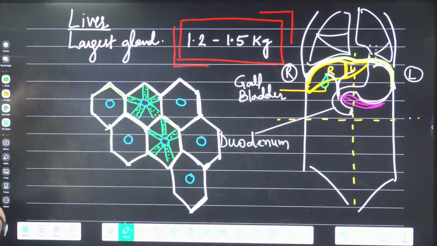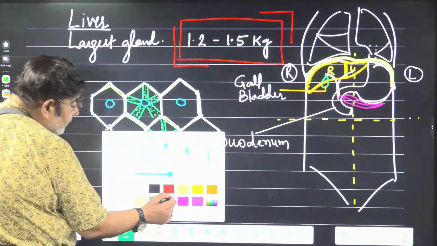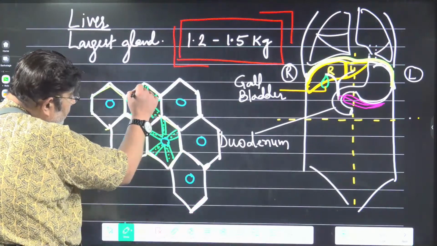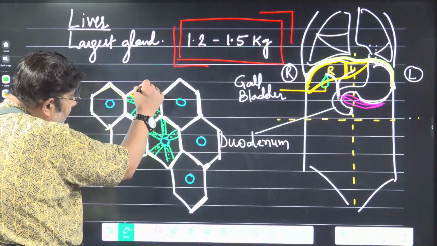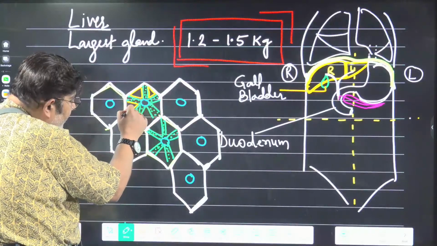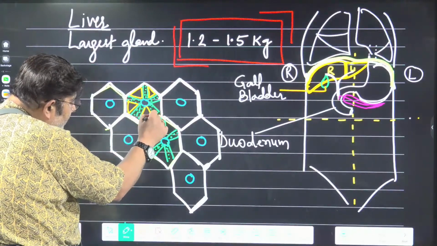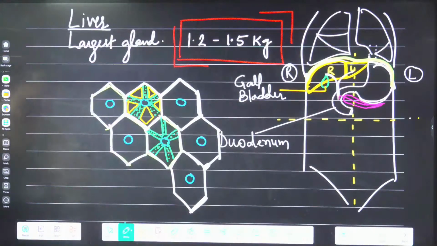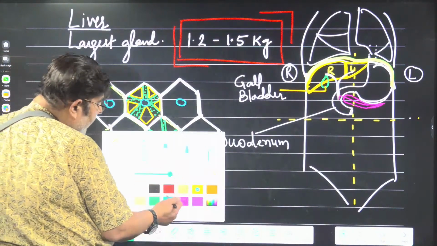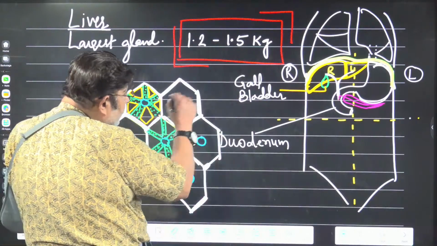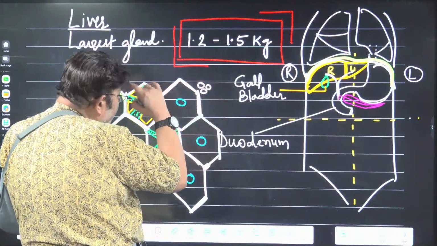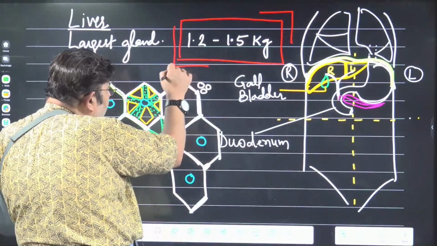In between the hepatic cords is a blood-filled area, and this blood-filled area is known as the sinusoid, the liver sinusoid. And around these lobules, you will find a triad. So 3 things can be noted here: an artery, a vein, and a duct.